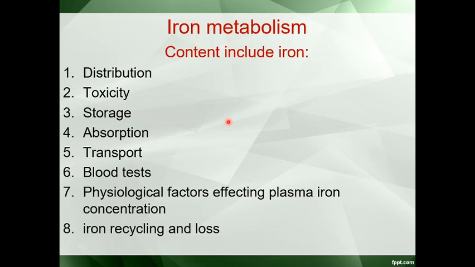Iron metabolism and the content it includes, because you have seen that the most important part of the hemoglobin was heme, and heme contains iron. So iron metabolism is very important in connection with the blood molecule. In this chapter, we'll see the distribution, toxicity, storage, absorption, transport, blood test, physiological factors affecting plasma iron concentration, iron recycling, and loss.